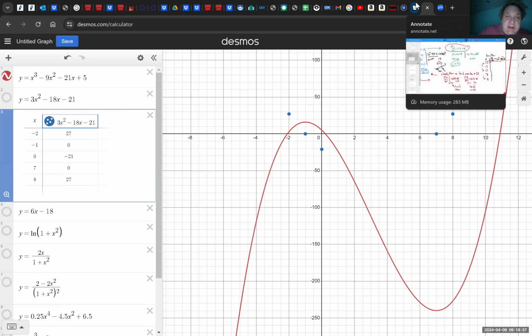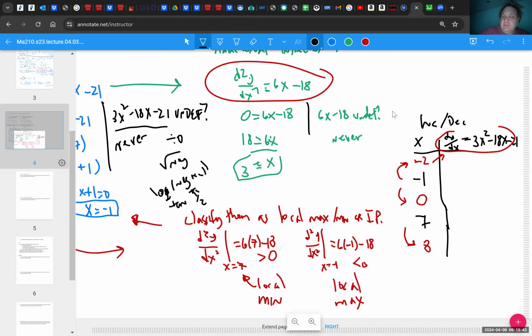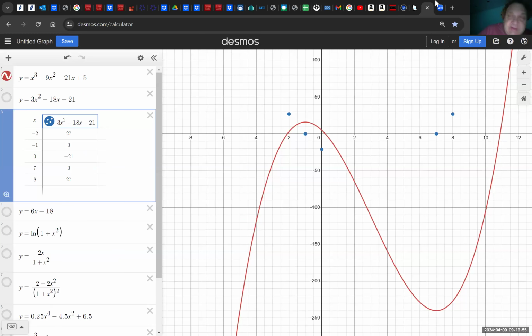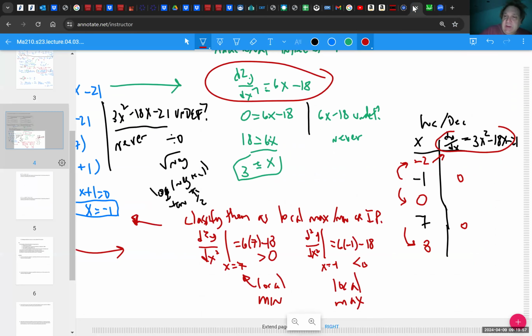So using Desmos, I got 27, 0, -21, 0, and 27. Okay, I forgot them already. These are zeros. Sorry. 27, -21, and 27.